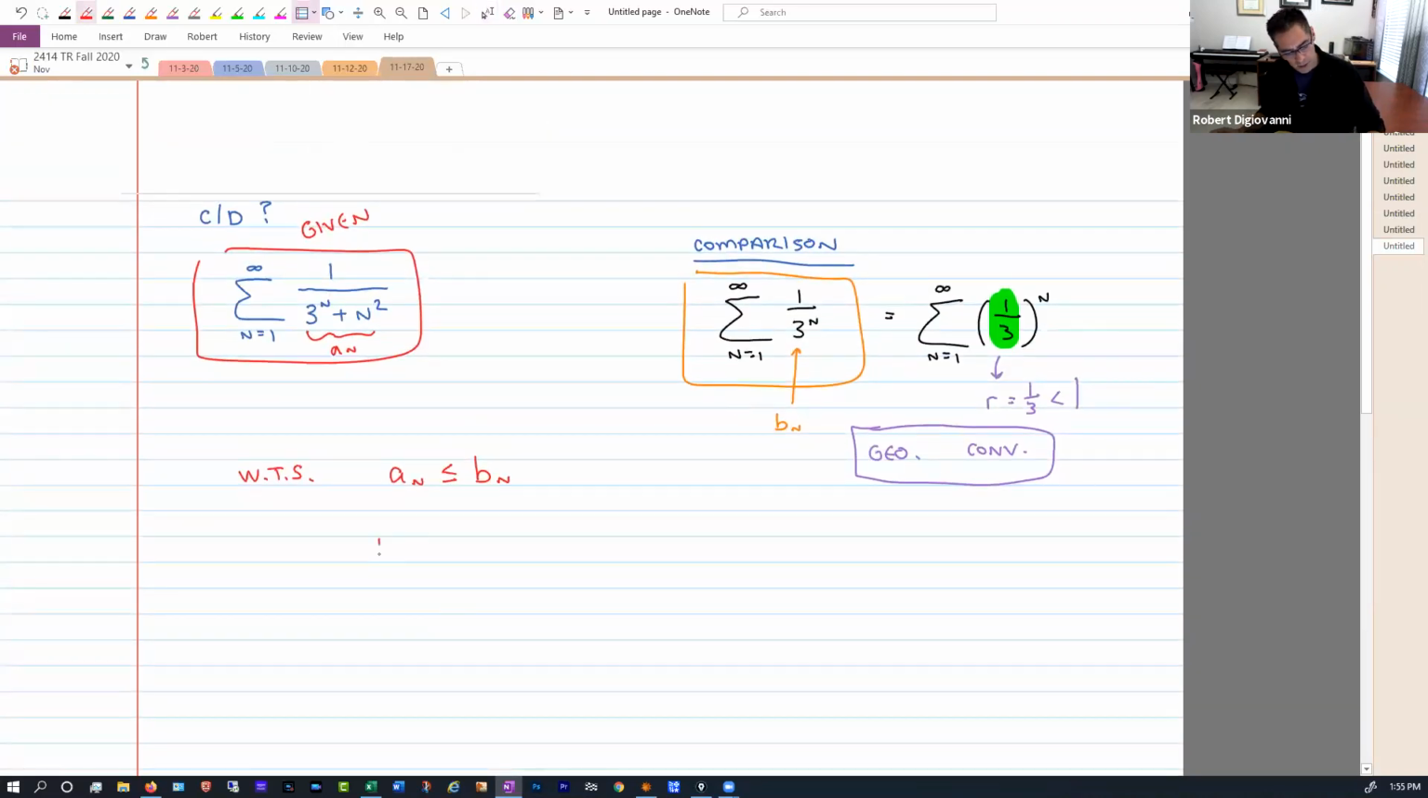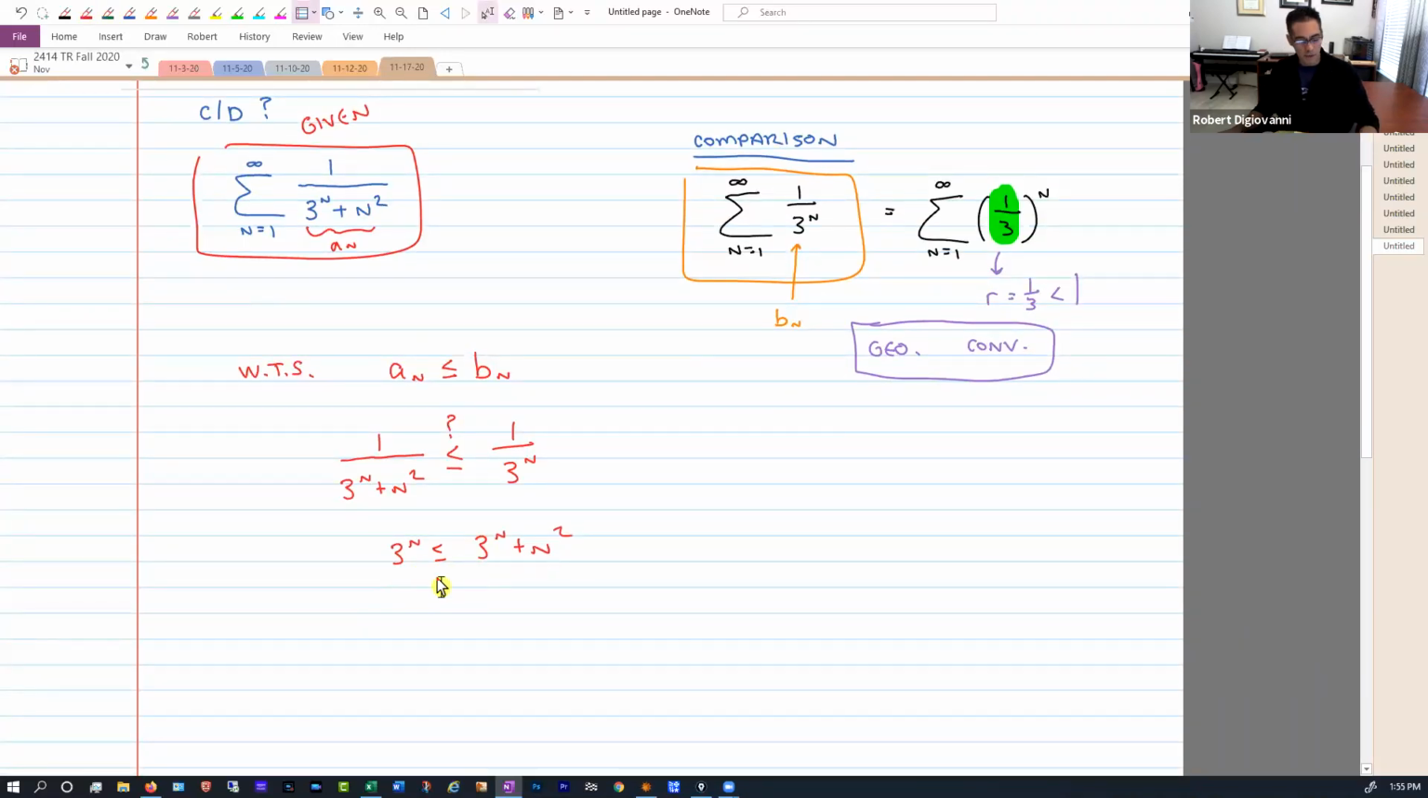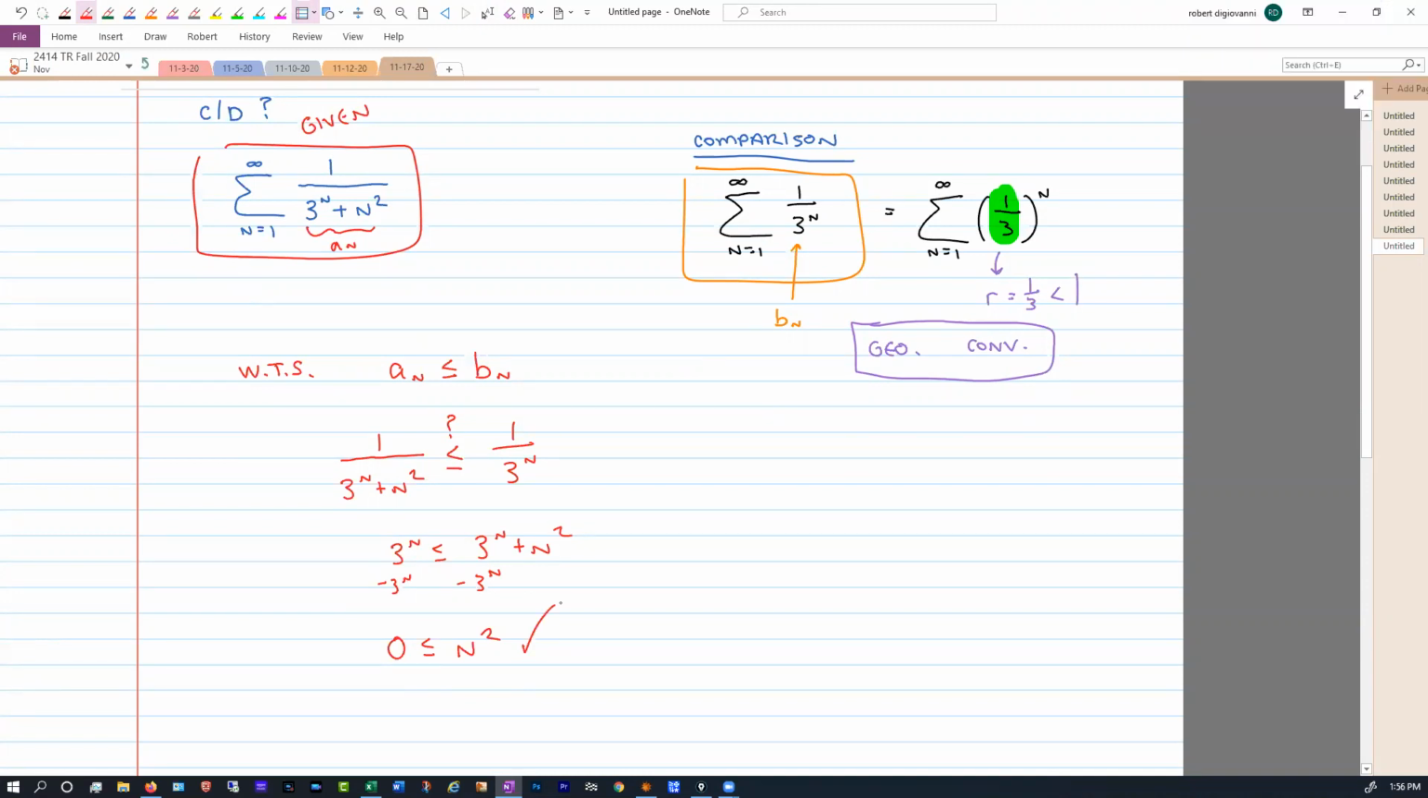Okay, so a sub n is this. Is that less than this? You could just cross multiply right now, and then subtract 3 to the n on both sides. You get 0 is less than or equal to n squared. And is that true? Absolutely true. n squared will always be bigger than 0.